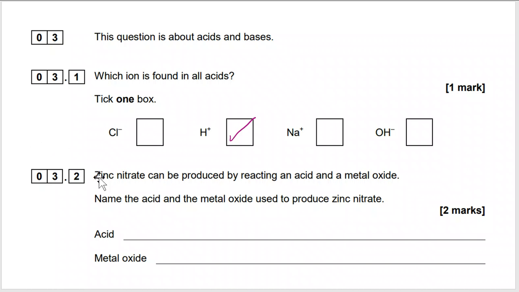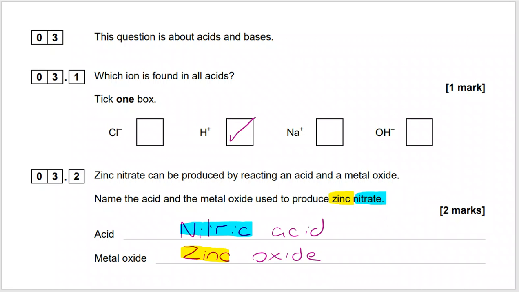When it comes to the question about zinc nitrate, we can make it by reacting an acid and a metal oxide. Which acid and metal oxide would we use? Well, we know that the metal is zinc, but we're asked for the metal oxide, so it's going to be zinc oxide. And in terms of the acid, we're looking at the end of the salt name. Remember, hydrochloric makes chlorides, sulfuric makes sulfates, ethanoic makes ethanoates, but nitric acid makes nitrates. And we've got our 2 marks there.